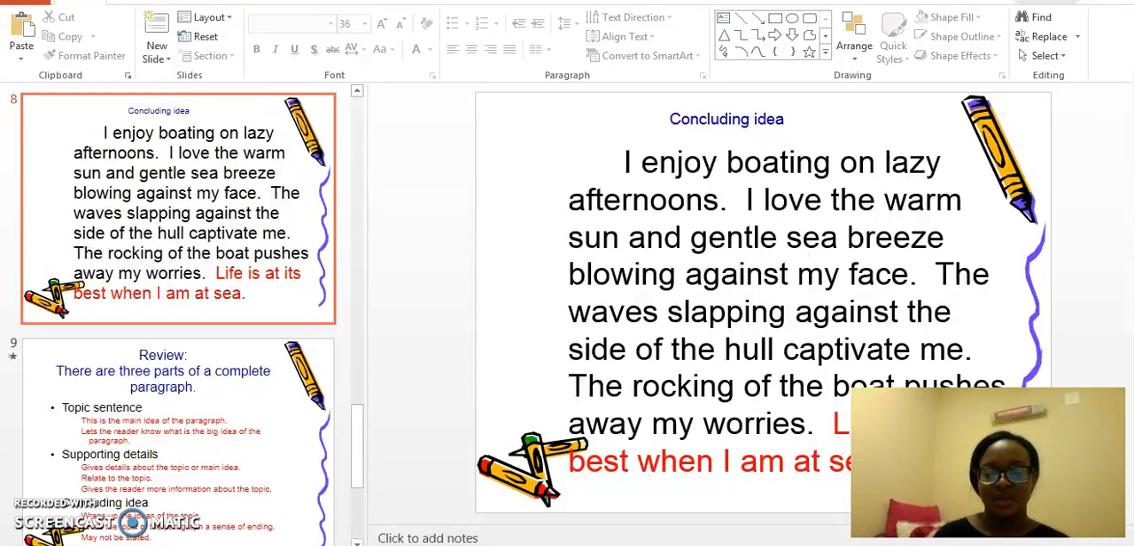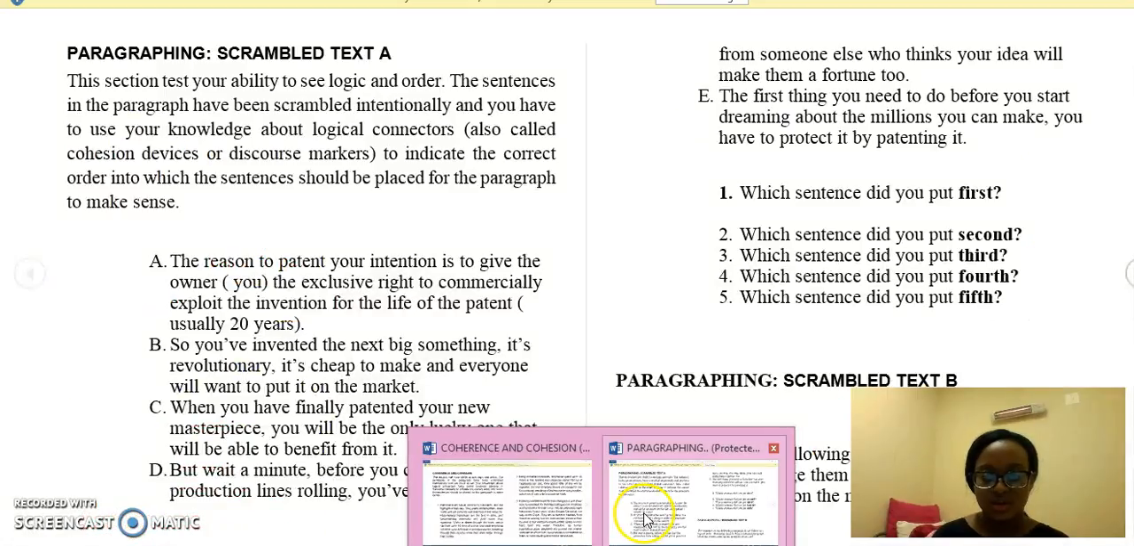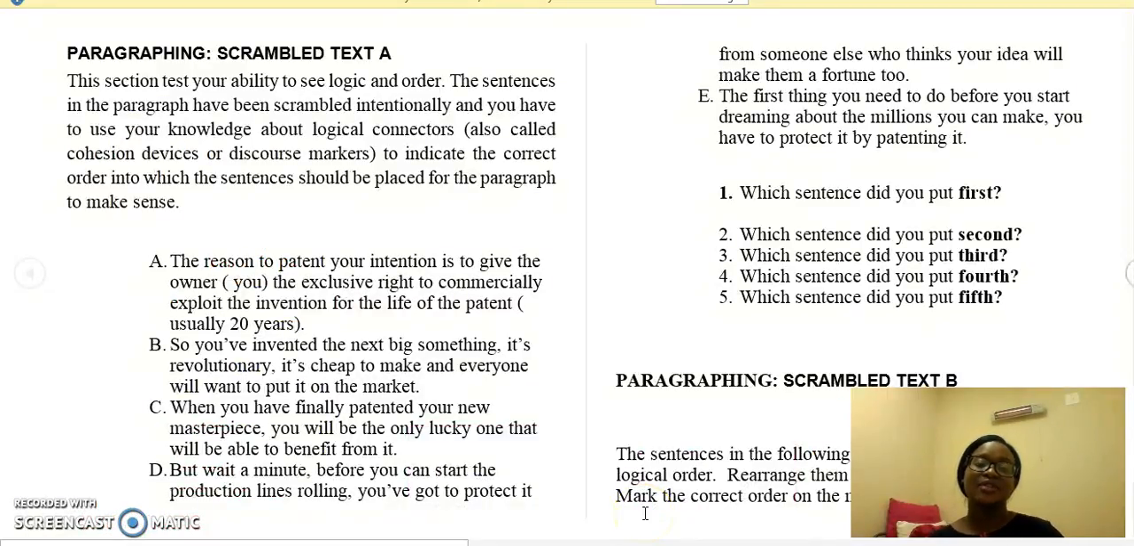So we have an activity that we're going to do together. There are three scrambled texts. In this section, you have to test your ability to see logic and order. The sentences in the following paragraphs have been scrambled intentionally, and you have to use your knowledge about logical connectors to indicate the correct order in which the sentences should be placed for the paragraph to make sense. Well, let's look at the sentences.